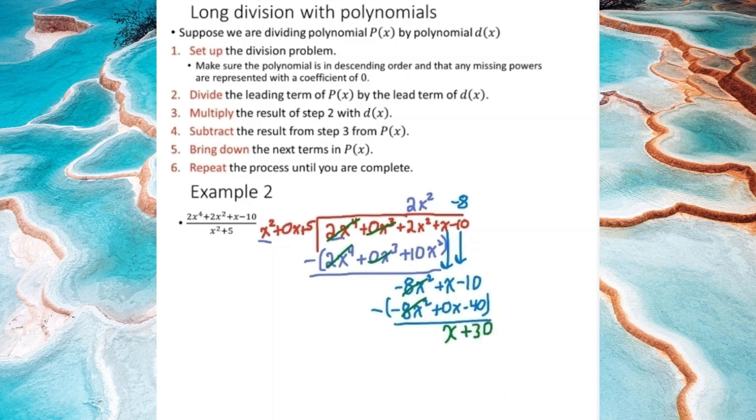There are no more terms to bring down. And notice how the degree of the x plus 30 is smaller than the degree of the x squared plus 0x plus 5, which we're dividing by. That tells us we are done our polynomial division, and the x plus 30 is our remainder.